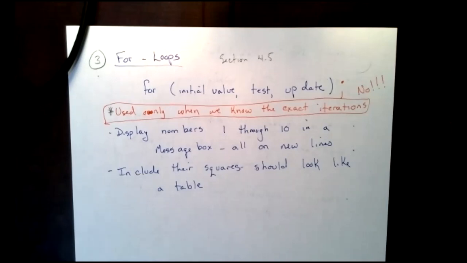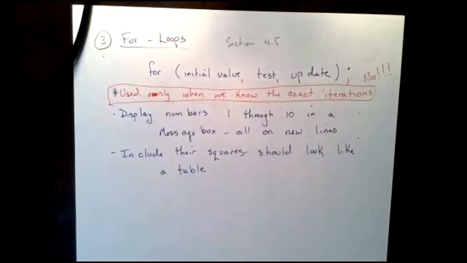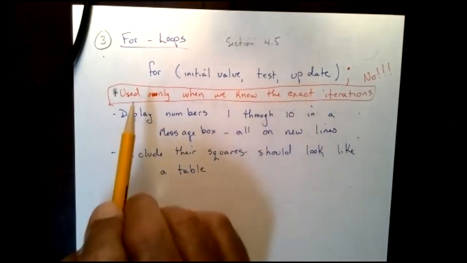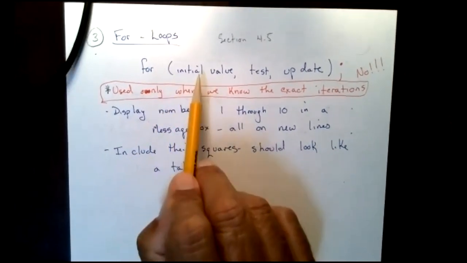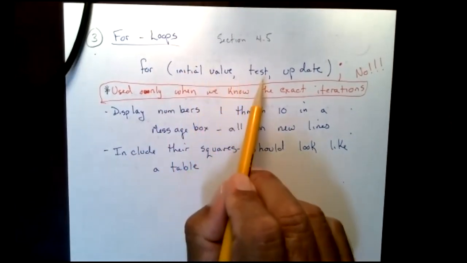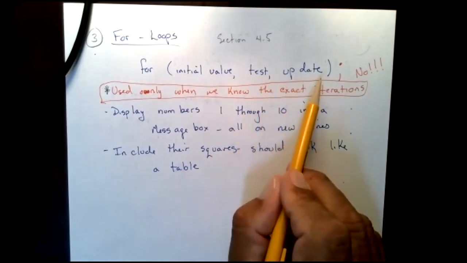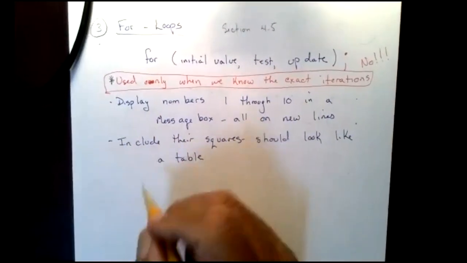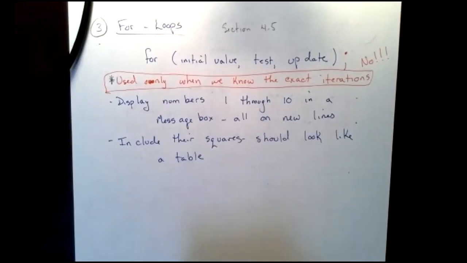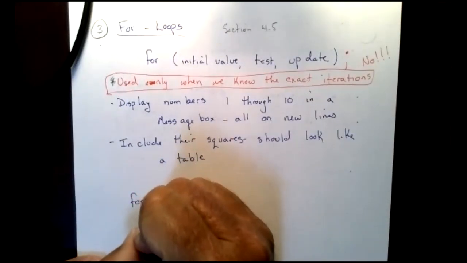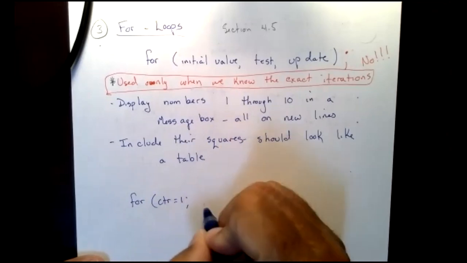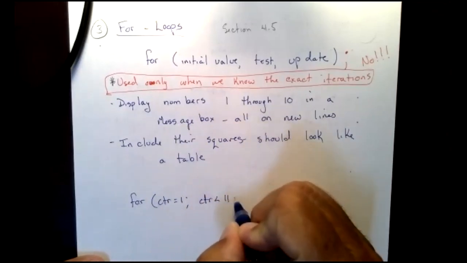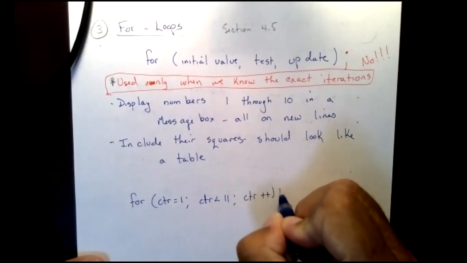Well, basically a for loop works in that I can put all 3 parts of the loop control variable in one line. And the syntax is kind of what you see on the screen, for parentheses, my initial value. Then I do my test, then I do the update or the increment. Okay, so I can start to do some possible loops that look like, now let's do this one, a classic: for counter equals 1, counter is less than 11, counter plus plus.